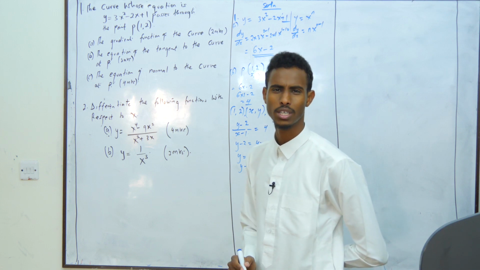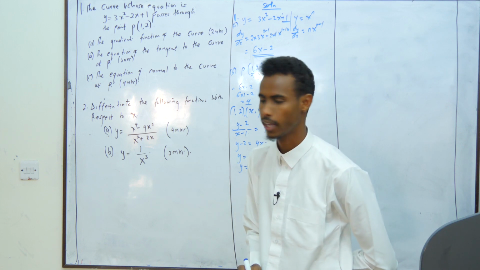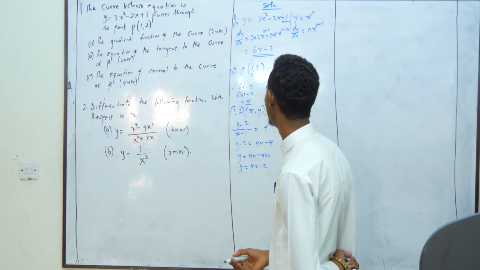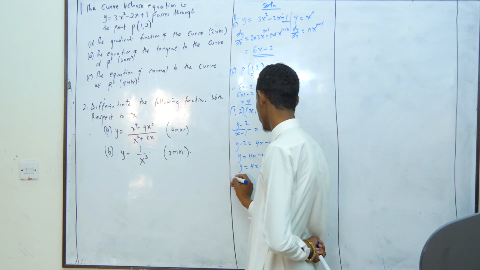The equation of the tangent to the curve is that of our parallel lines: M1 is equal to M2.